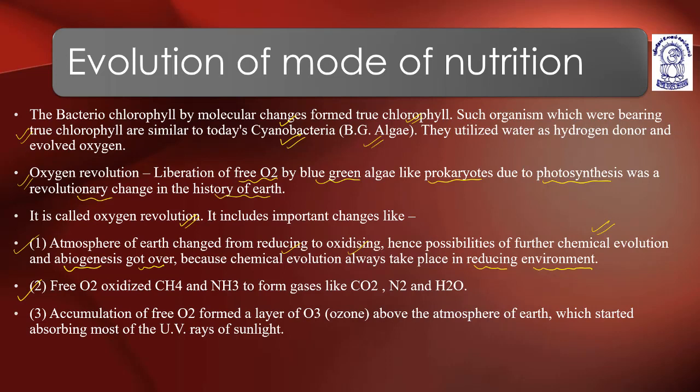Free O2 oxidizes methane, ammonia to form gases like CO2, nitrogen, and water. Accumulation of free O2 formed a layer of ozone above the atmosphere of Earth, which started absorbing most of the UV radiations of sunlight and blocking the cosmic rays as well.